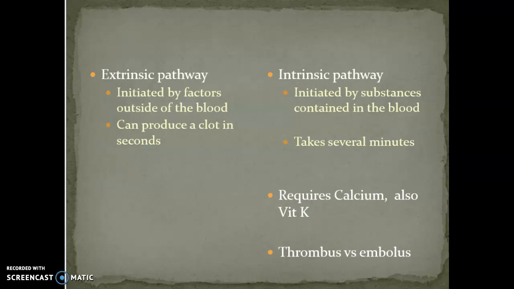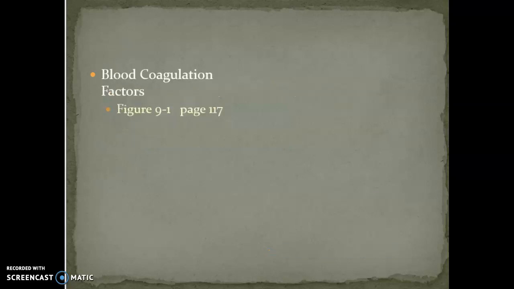The difference between a thrombus and an embolus. A thrombus is a blood clot that stays in situ, or original place, or in position. An embolus is a traveling clot through our blood vessels until it reaches one area that is too small to let it pass through. Be sure to check out Table 9.1 Blood Factors on page 117 of your text.